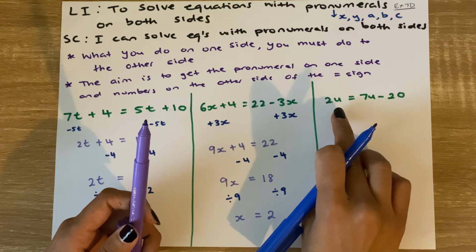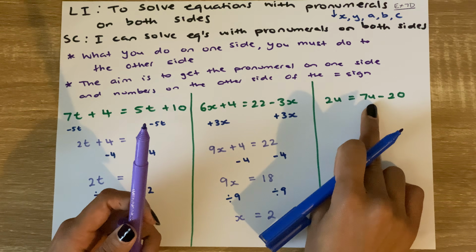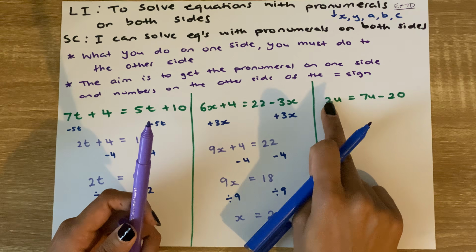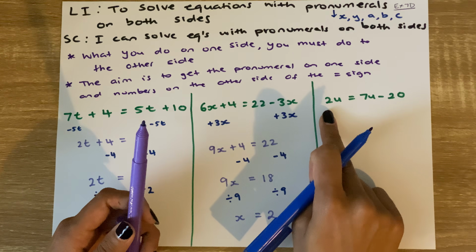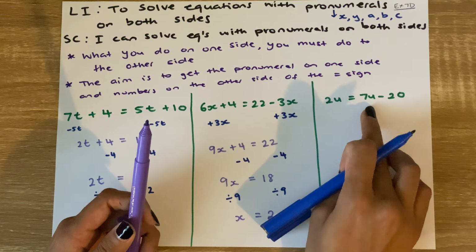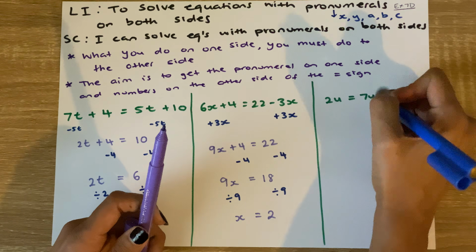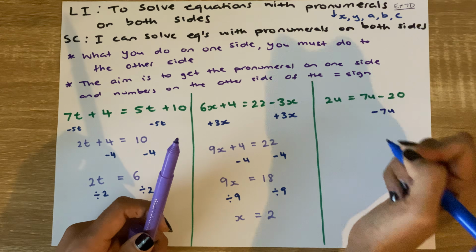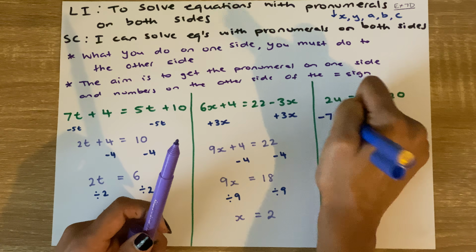So to get rid of my 7u, here it's being added. So to get rid of it, I need to do the opposite. So the opposite of adding 7u is subtracting 7u. So I'm going to subtract 7u from this side. What I do to one side, I have to do to the other.